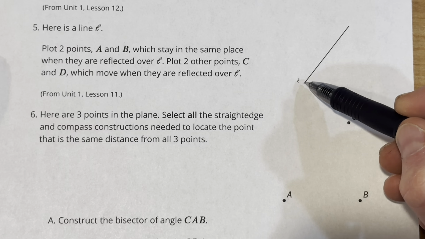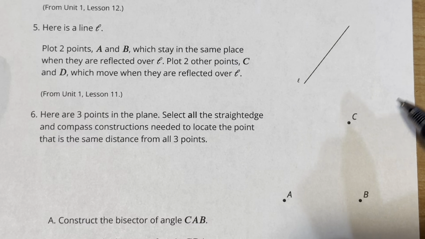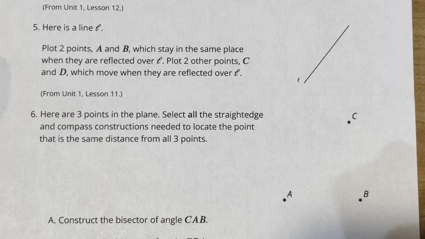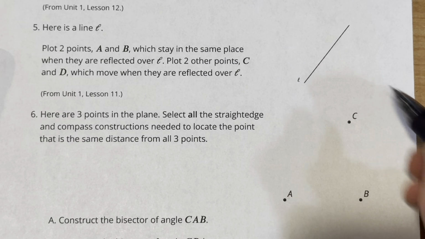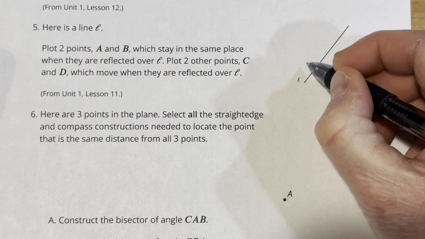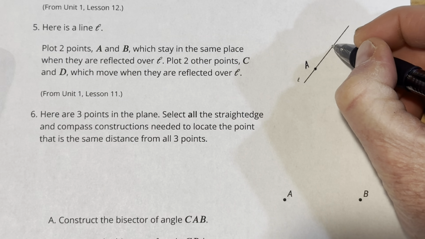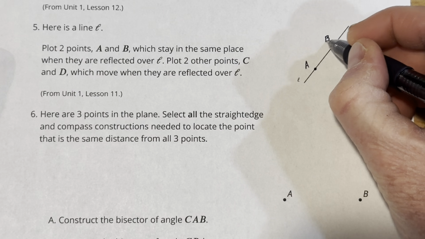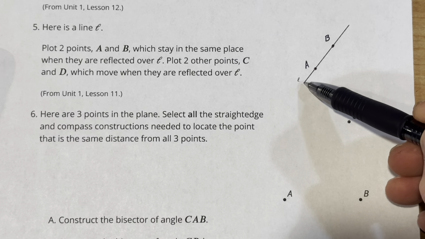Here is a line L. Plot 2 points A and B, which stay in the same place when they are reflected over L. That is so easy. If you reflect over L and you need the points to stay put, they just have to be on that line.